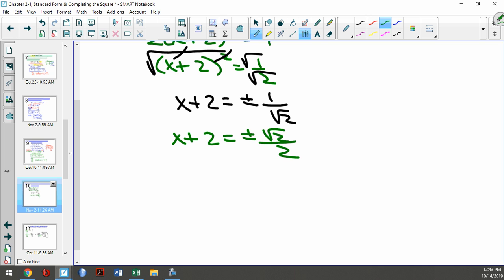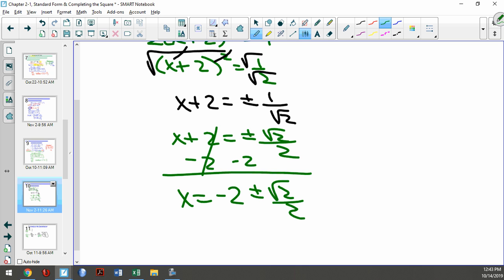Now, I need to solve this thing for x. So what do I do? Add 2, subtract 2. So x is equal to negative 2 plus or minus the square root of 2 over 2. Put this 2 over 1, and what should you have now?